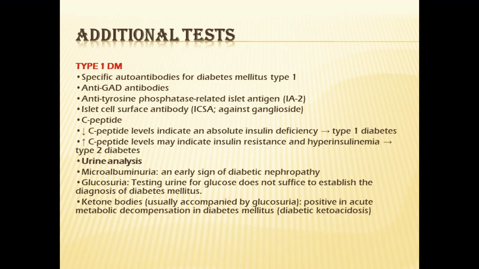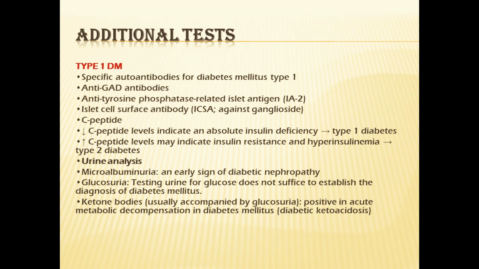In case of type 1 diabetes mellitus, there are specific autoantibodies, like anti-GAD antibodies, anti-tyrosine phosphatase related islet antigen IA2, or islet cell surface antigen ICSA against ganglioside. C-peptide is a very important test which differentiates between type 1 and type 2 diabetes mellitus.